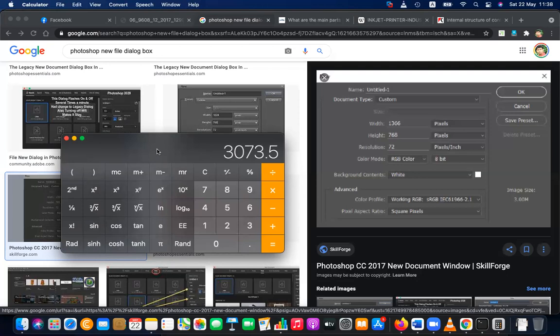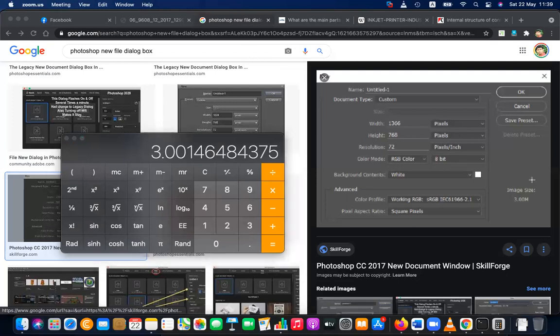How many megabytes? Divide once again. It is 3 megabytes. So can you see this? Yeah. It says the image size is 3 megabytes. That is the estimation, and see how it is calculated.